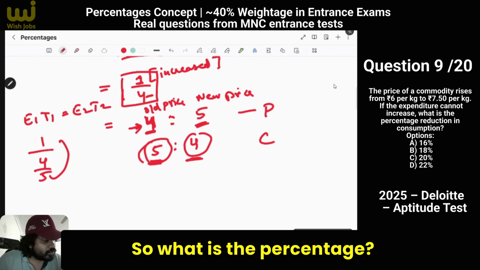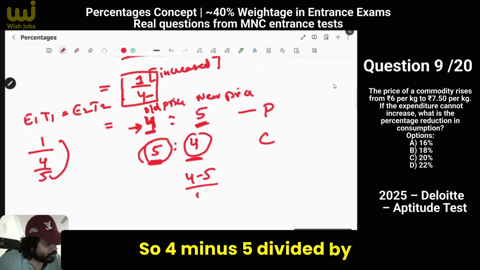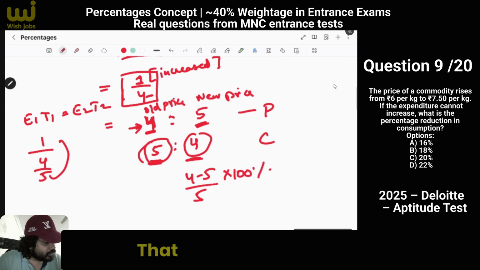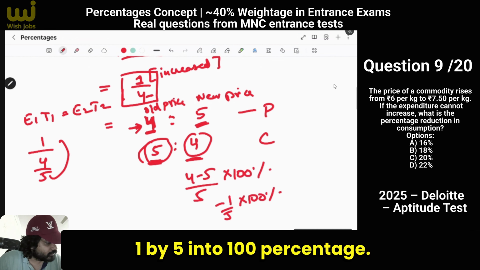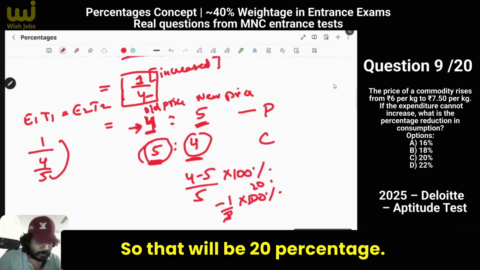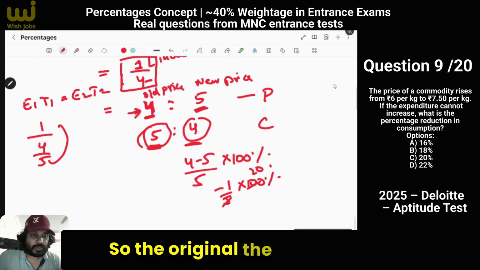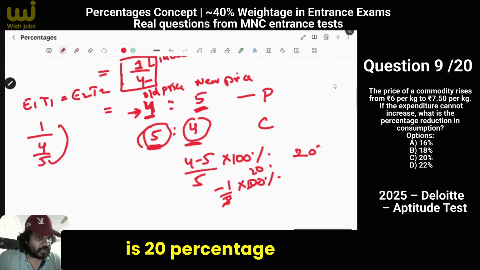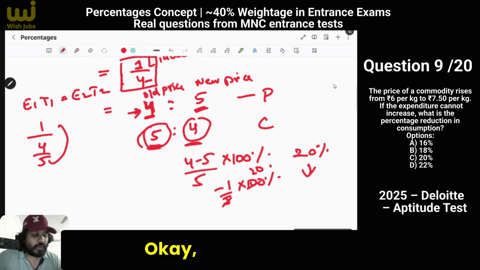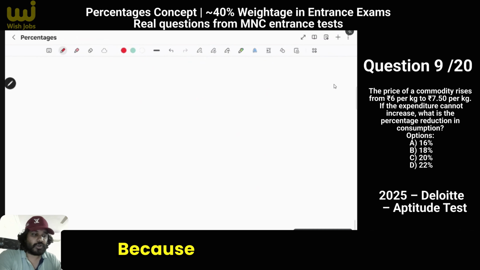So what is the percentage? So 4 minus 5 divided by 5 into 100%, that is minus 1 by 5 into 100%, so that will be 20%. So the consumption is 20% decreased. Okay, we will do it again till you understand, because it is a tricky problem.